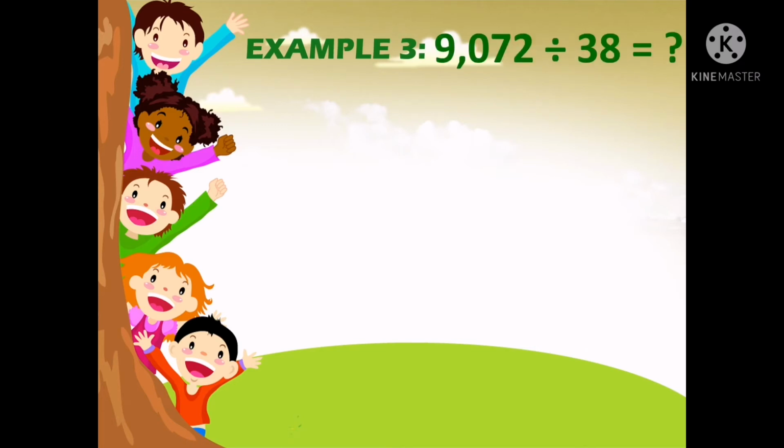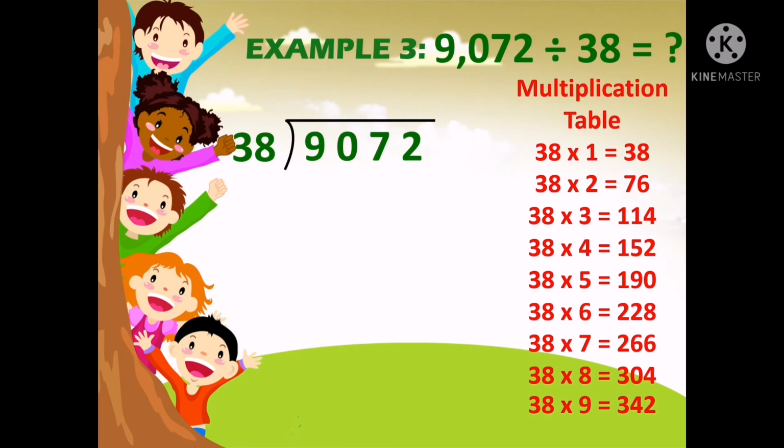9,072 divided by 38. So 38 is quite a big number already. So use long division to divide them. And our divisor there is 38, so you can make use of the multiplication table of 38 on the right side as your guide, or you may use trial and error to identify the given number.